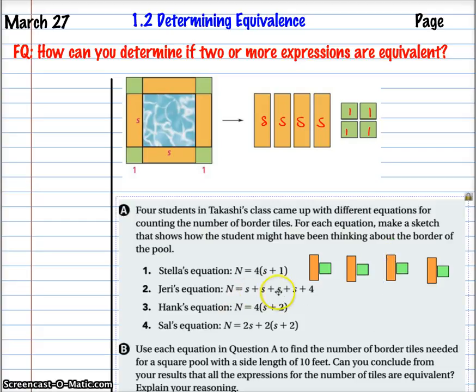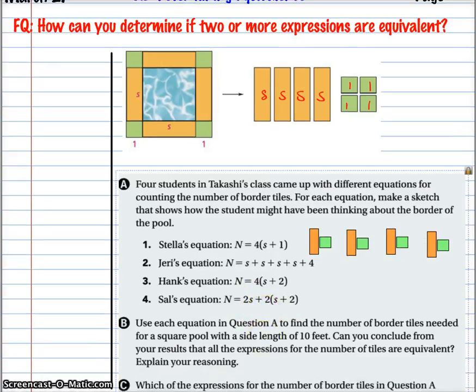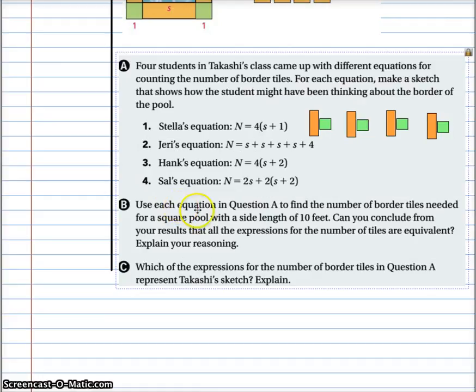Okay, how would you represent this with symbols? How would you represent this with symbols? And how would you represent this? This is pretty tricky.